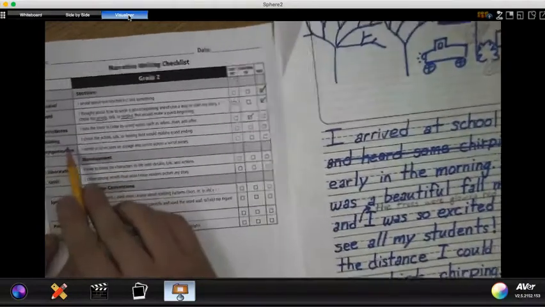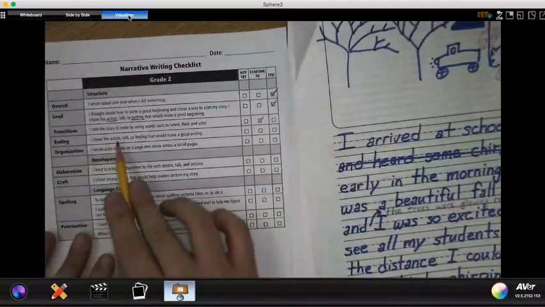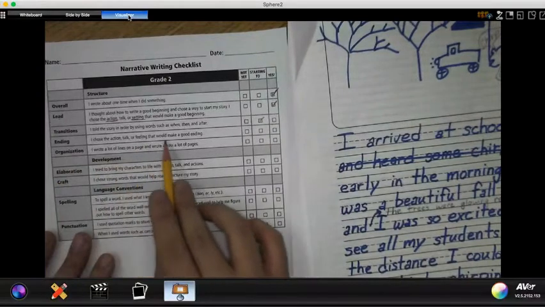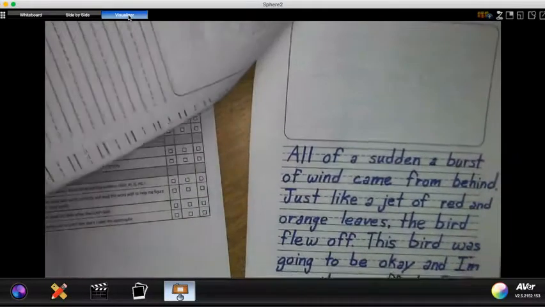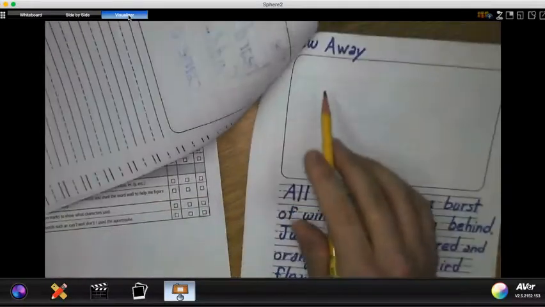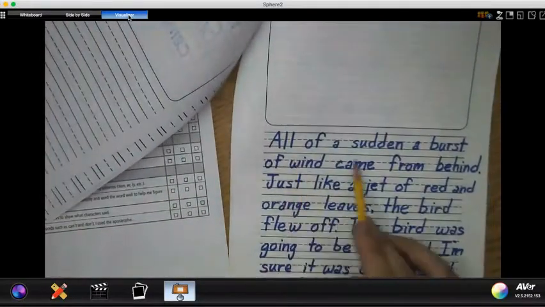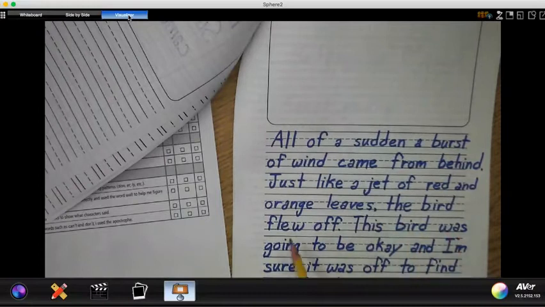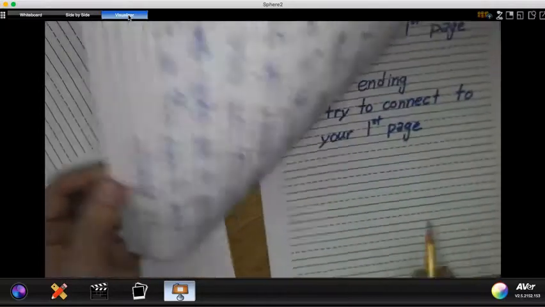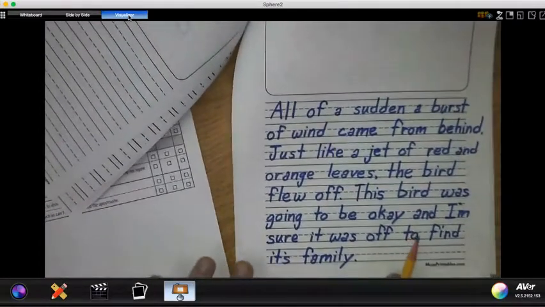All right, the next thing, ending. I chose the action, talk, or feeling that would make a good ending. All right, so let's look at my ending. This is my last page, "Flew Away." "All of a sudden, a burst of wind came from behind. Just like a jet of red and orange leaves, the bird flew off. This bird was going to be okay, and I'm sure it was off to find its family." That's what I have for my ending page.